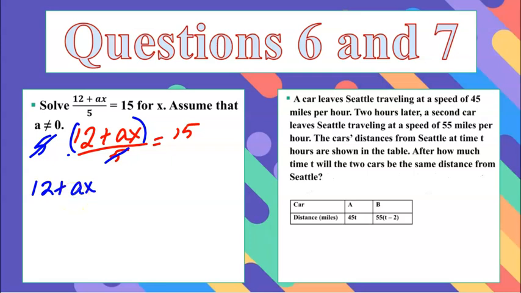But since I multiply by 5 on the left side, to keep it still equal, I have to multiply by 5 on the right side. And 15 times 5 would give us 75.